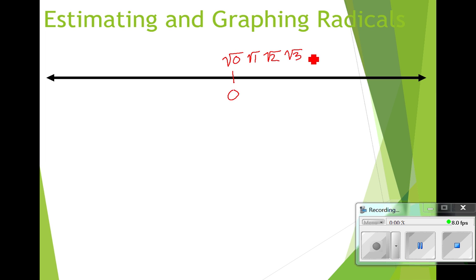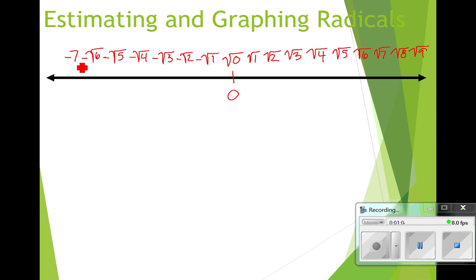Square root of 3, square root of 4, and you're going to keep going until you run out of room on the right side. Square root of 5, square root of 6, square root of 7, square root of 8, square root of 9. I ran out of room, so I'm going to go on the negative side. Negative square root of 1, negative square root of 2, negative square root of 3, negative square root of 4, negative square root of 5, negative square root of 6, negative square root of 7, negative square root of 8, and I'm going to run out of room there.